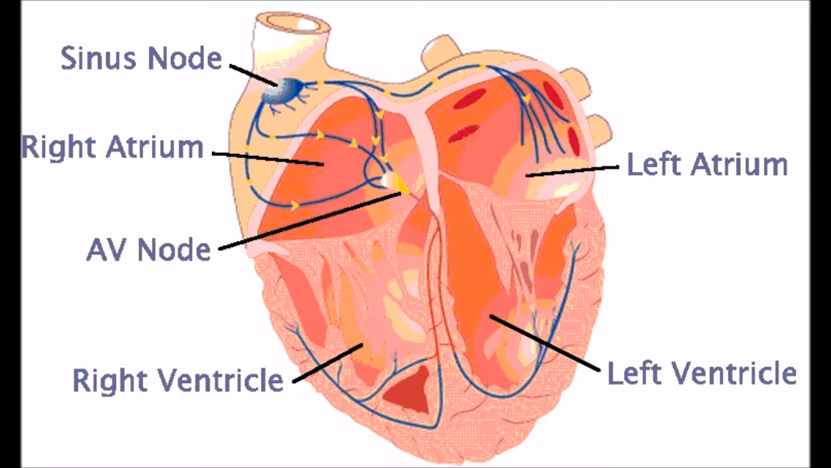Hello class, today we're going to talk about the basic heart rhythms, but first we need to look at the structure of the heart. There are the two top chambers, which are the right and left atrium, and the two bottom chambers, which are the right and left ventricle.